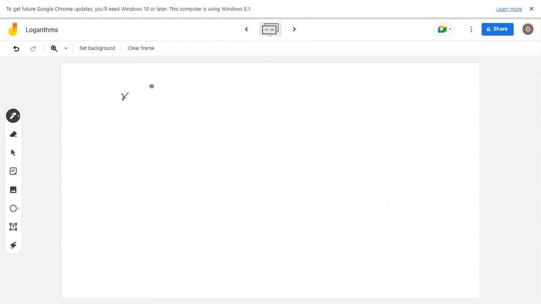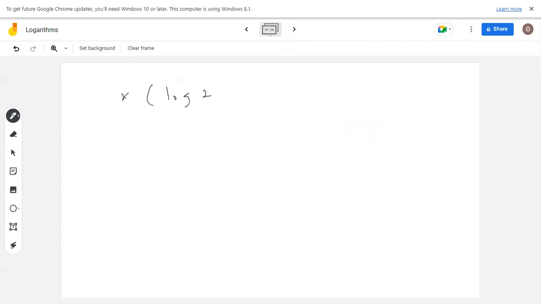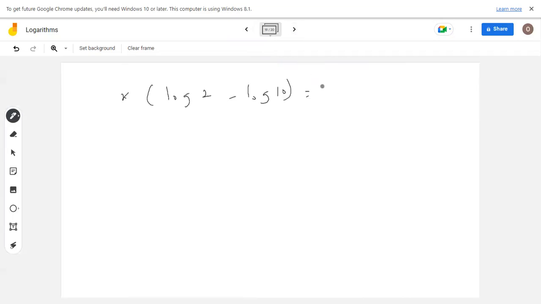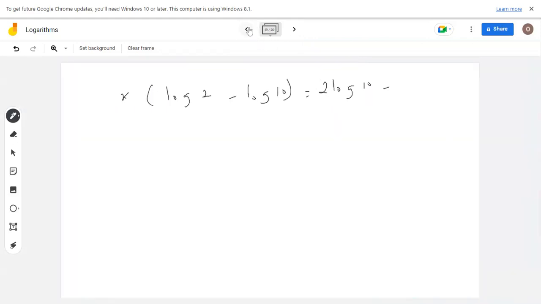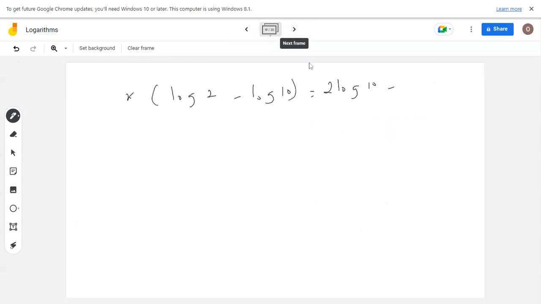It becomes s into log 2 minus log 10, as we have in the last slide, is equal to 2 log 10 minus 10 log 2.